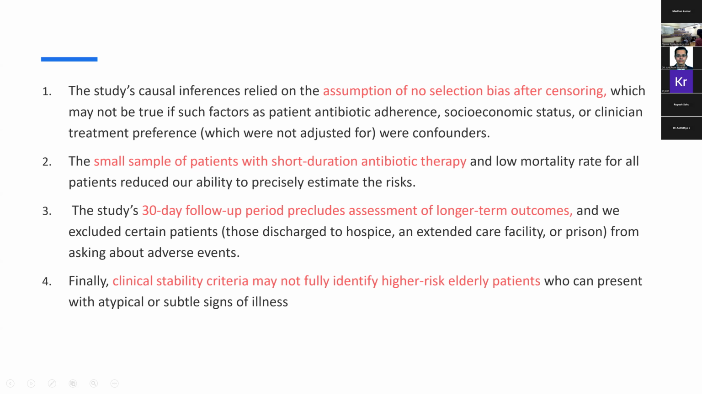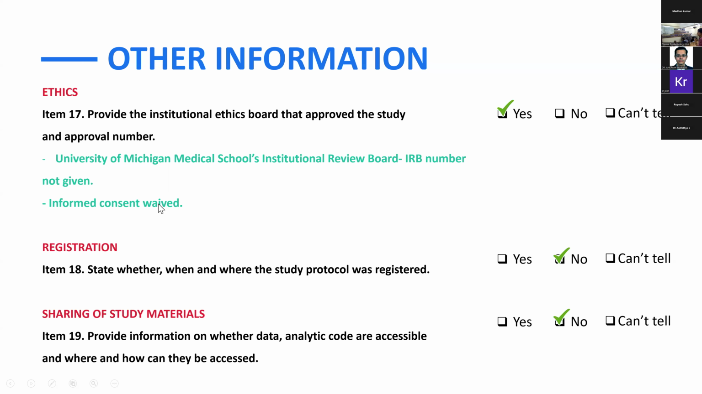So this is the last bit of the checklist. Ethics: they have said University of Michigan Medical School IRB has done it. They have not given the IRB number. They have written that informed consent need not be taken because it is a database-based, registry-based study. Like when you sign up in the hospital itself, they have signed up that my data can be in a registry, so they don't need to take informed consent separately. Registration is not done. They have not mentioned at least where the study protocol was registered. Provide information on whether data analytic code are accessible. They have not said that.